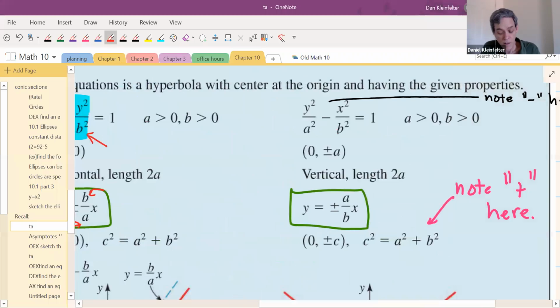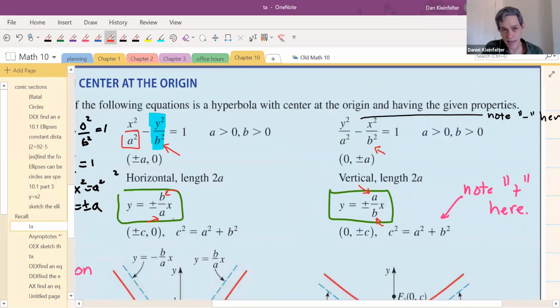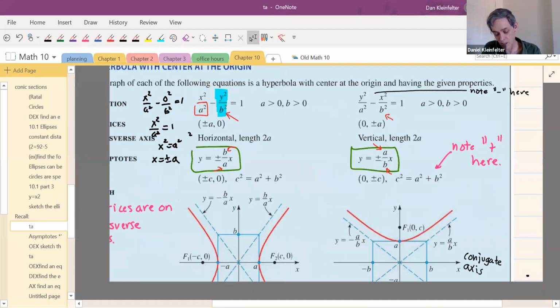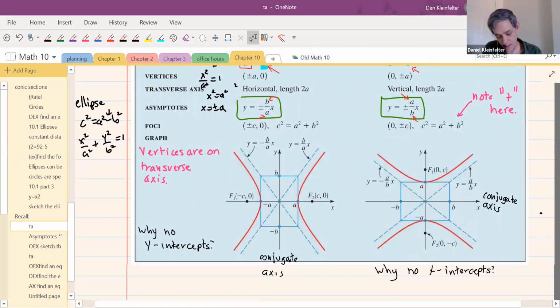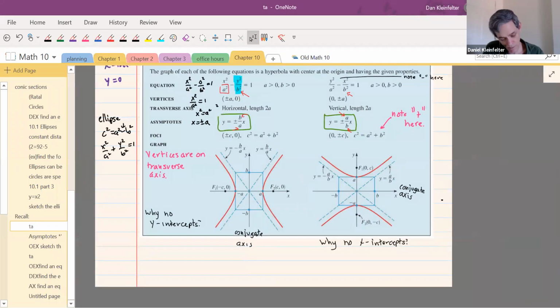For the other one, the denominator on y is a squared. This has an a on top. Here, the denominator for x has a b squared. It has a b on the bottom. So regardless of what you're calling the a and the b, because it doesn't really matter, for the equation of the asymptotes, you're going to have the square root of whatever's under the y on top of the square root of whatever's under the x. Okay, another example is going to make that a little clearer. So we will do that.